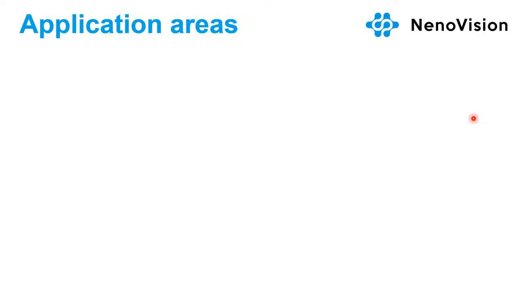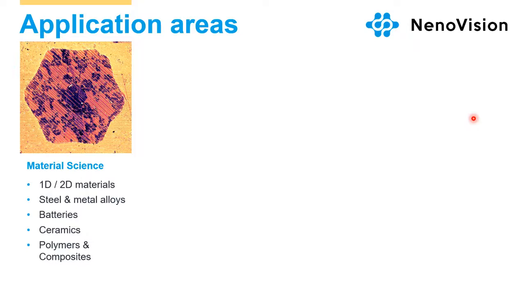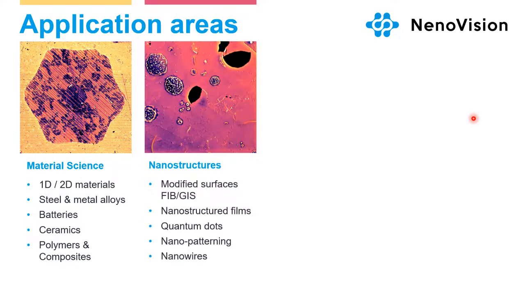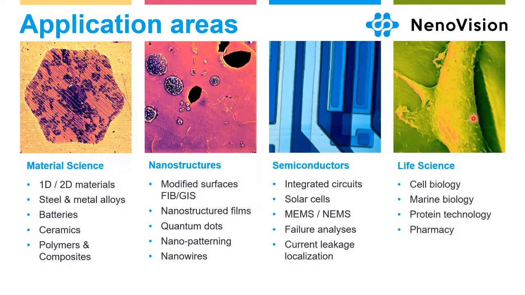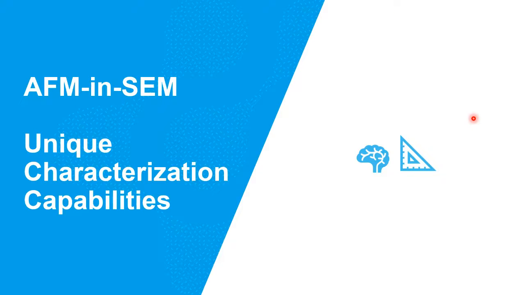We focus on, I would say, four main areas: material science, nanostructures using focused ion beam gas injection system or whatever is in the SEM, the semiconductors field for failure analysis, and life sciences. But why are we here today? I'd like to show you the unique characterization capabilities of AFM in SEM.